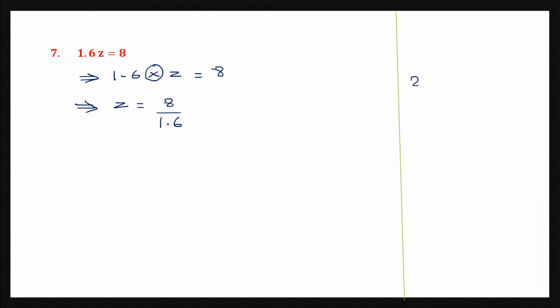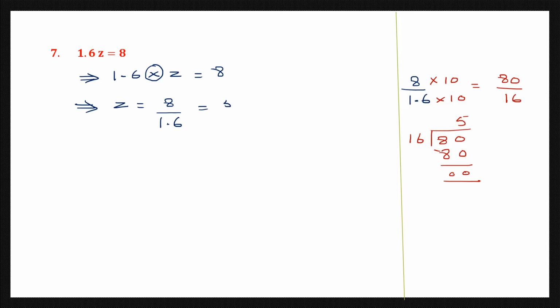Now, 8 divided by 1.6, how do we do it? The denominator is a decimal number, so we have to change it to a whole number by multiplying by 10. So when we multiply by 10, we get 8 into 10 is 80 and 1.6 into 10 is 16. Now we divide 80 by 16. 16 5s are 80. So minus, we've got 5 as our answer there. So this is equal to 5. So we have solved for z. The value of z is 5.